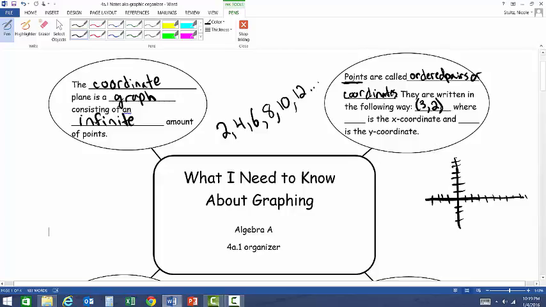You have a pair of parentheses, first number, comma, second number. So the first number we call our x-coordinate. So 3 is our x-coordinate. And the second number we call our y-coordinate. And those two numbers tell you either to move left or right or up or down, which will give you a place to go in the coordinate plane.